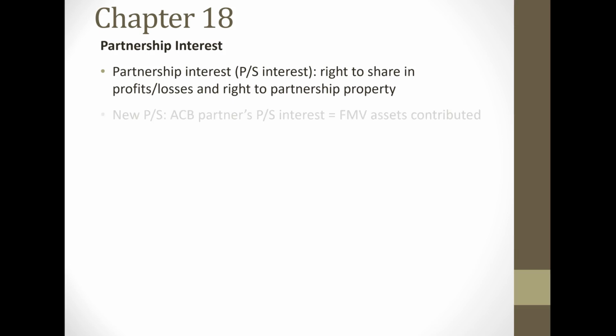Now, when a partner joins a partnership, they're going to contribute assets to the partnership, and maybe cash or maybe other assets. So to start off with, the partner's partnership interest adjusted cost base will initially be equal to the fair market value of the assets contributed. So if a partner joins a partnership and they contribute $100,000 of cash to join the partnership, that would be their initial adjusted cost base of their partnership interest.